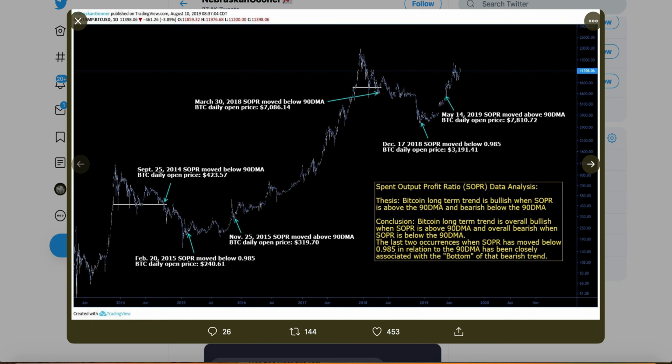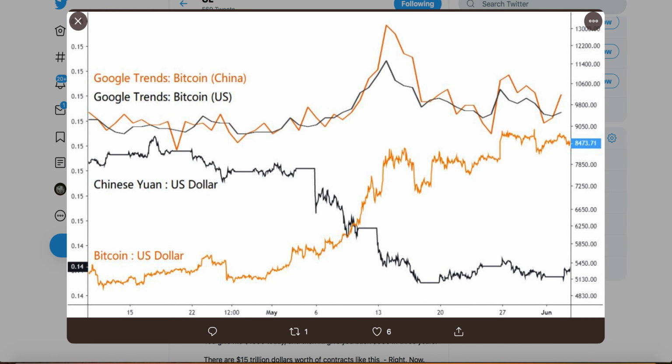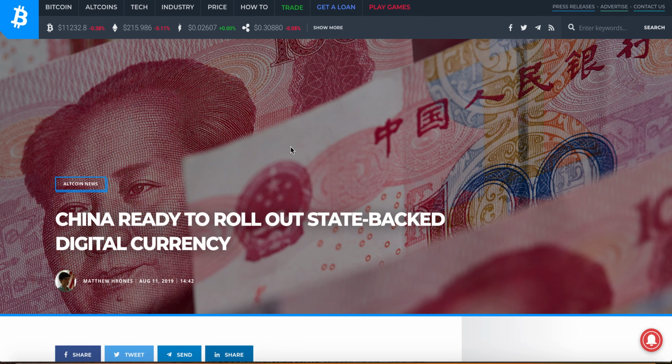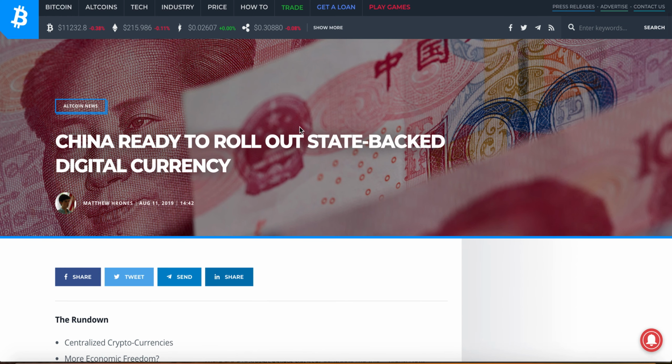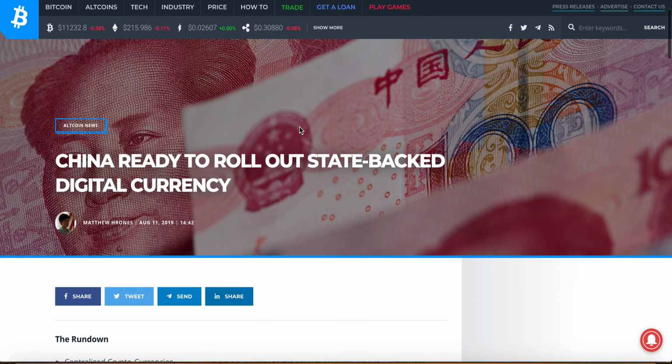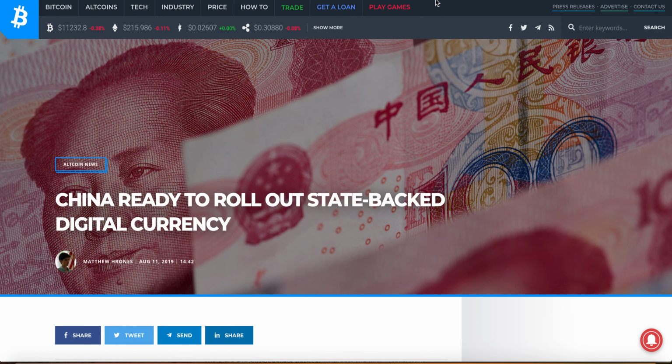Today, I'm going to talk about Bitcoin. This indicator basically tells you whether you are at the bottom of the bearish cycle. I talked about this indicator in my previous video a few months ago. And also, I will talk about the Google trend, Bitcoin search in China, as well as China going to launch their own cryptocurrency. So I'm not surprised. Basically, they want to have more control.